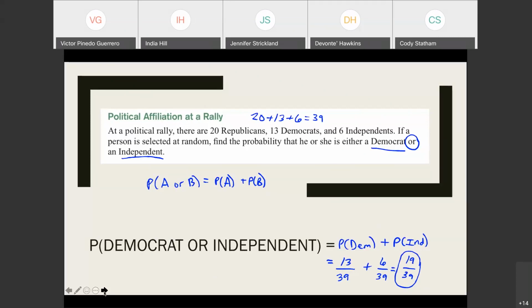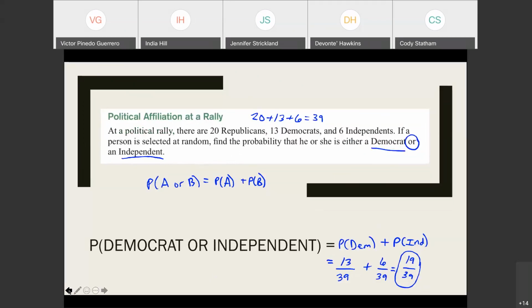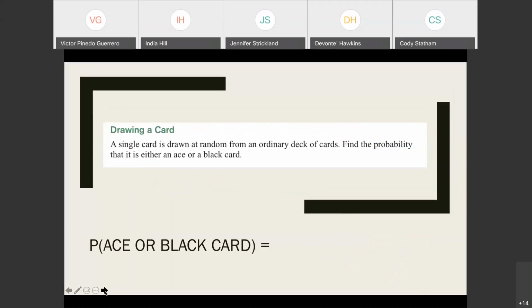Okay, so let's do one more. Can you go back? Yeah, I can go back. Okay, so let's look at this last one and then we'll finish up with that. All right, so a single card is drawn at random from an ordinary deck of cards. Find the probability that it is either an ace or a black card.